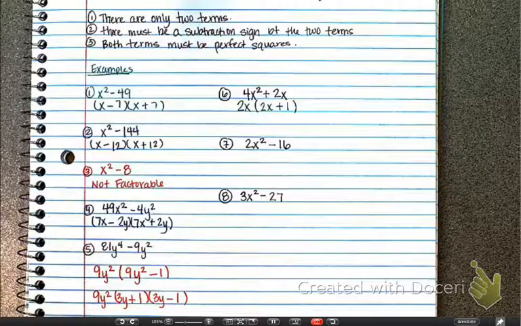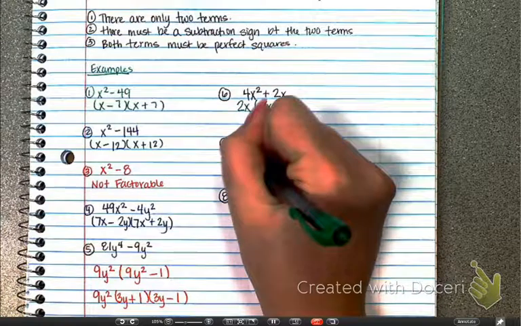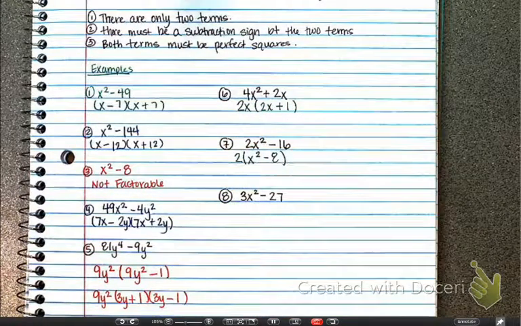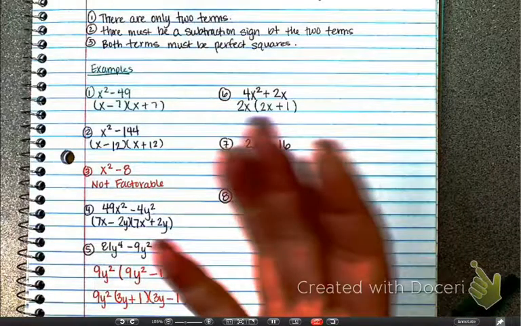Number 7, I can also pull out a 2, leaving me with x squared minus 8. There's 2 terms. There's a subtraction sign. X squared is a perfect square. 8 is not a perfect square. How many of you wrote not factorable? You're wrong. You factored out a 2.